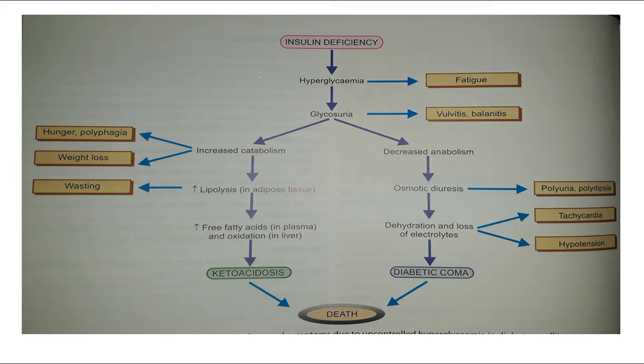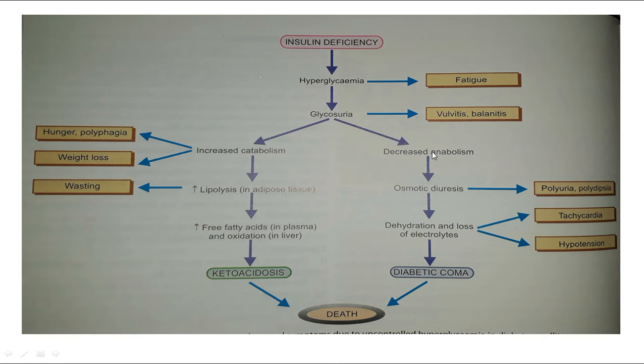So this diagram also explains the clinical picture as we discussed previously. Insulin deficiency leads to hyperglycemia and glycosuria. Glycosuria leads to vulvitis and balanitis, so increased chances of infection. Hyperglycemia leads to fatigue. Glycosuria also leads to decreased anabolism, meaning decreased synthesis, and increased catabolism. So increased lipolysis, increased free fatty acids in plasma, and oxidation in the liver lead to conversion into ketone bodies, ketoacidosis and death.